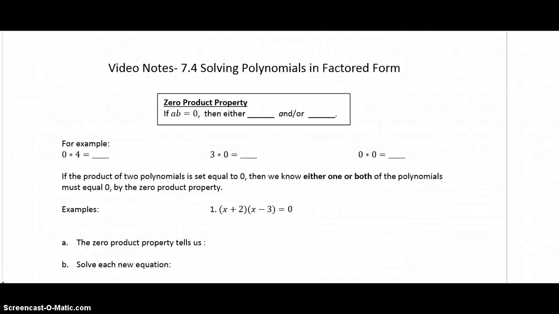This is the first video for section 7.4. This section sets up everything else we do for the rest of the chapter, so it's really important. So we're going to split it up between 2 days.